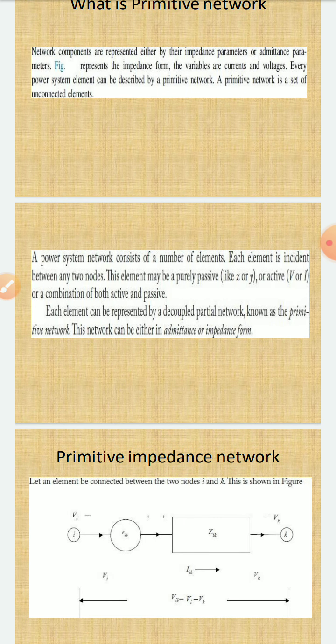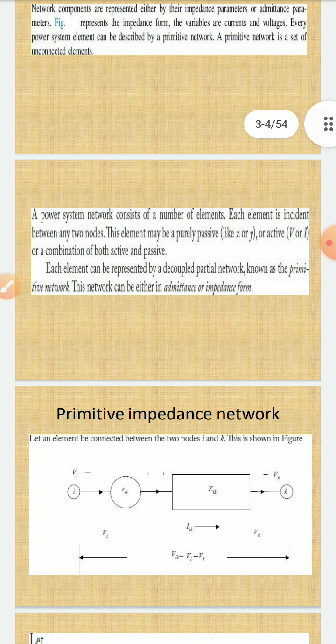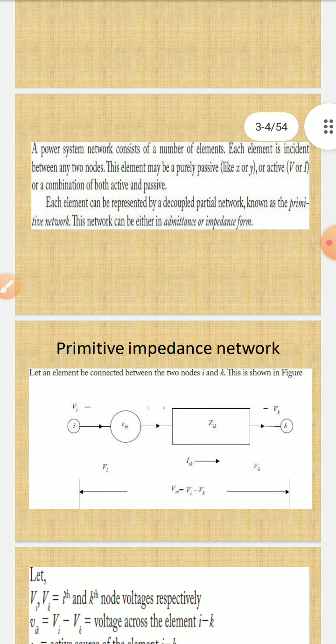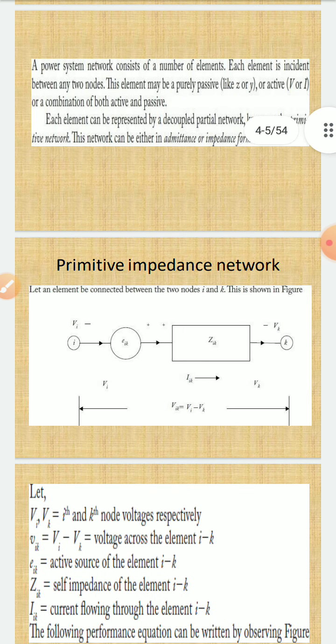Next, a power system network consists of a number of elements. Each element is incident between any two nodes. This element may be purely passive or active. Passive means impedance or admittance, active means voltage or current, or a combination of both active and passive. Each element can be represented by a partial network known as a primitive network. This network can be either in admittance or impedance form.